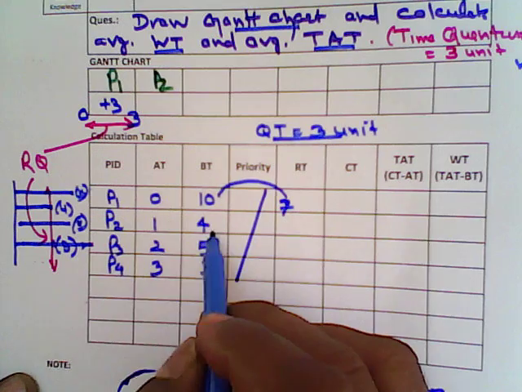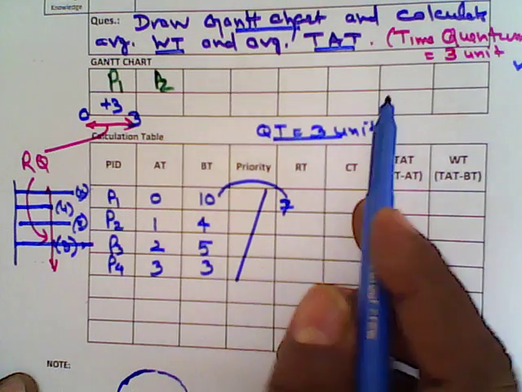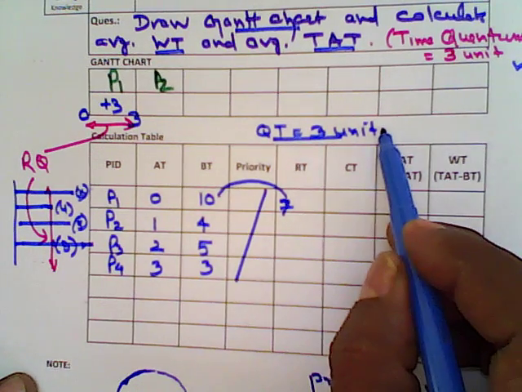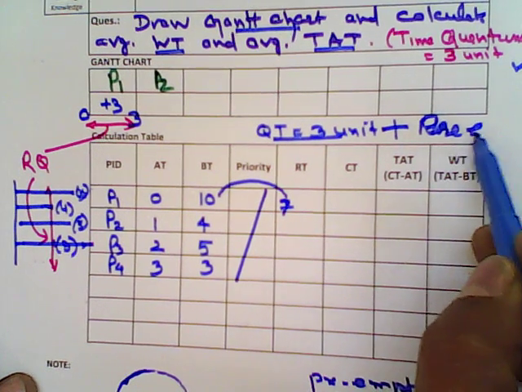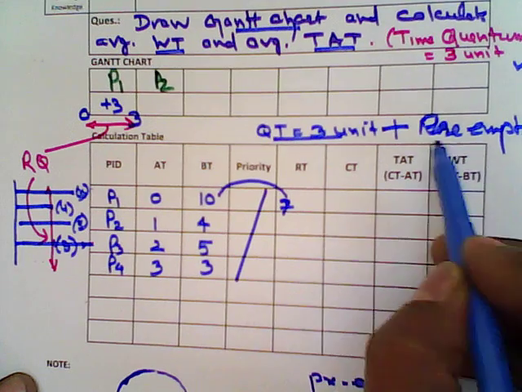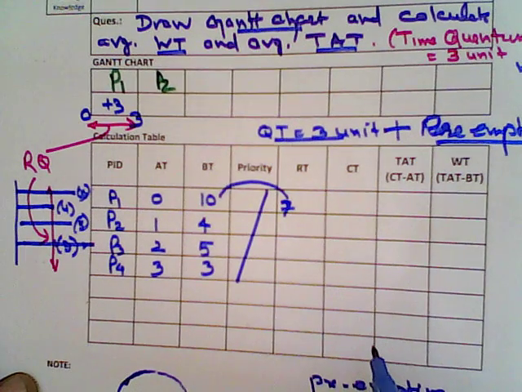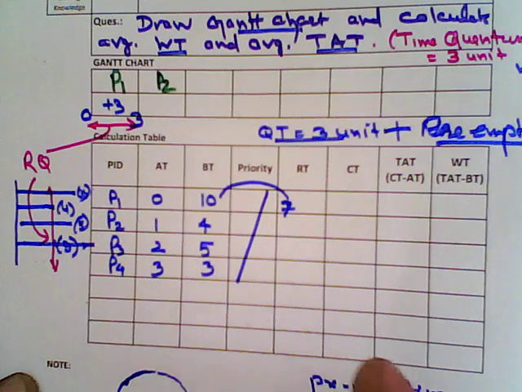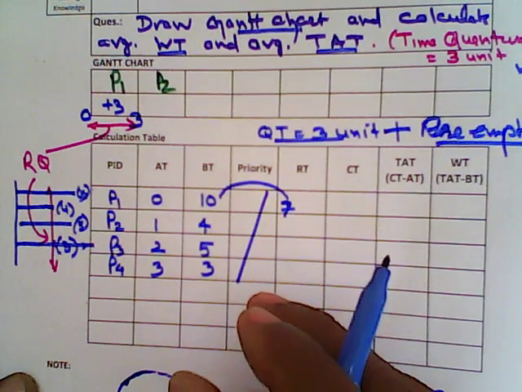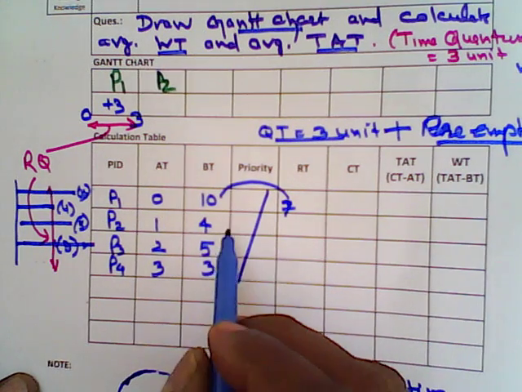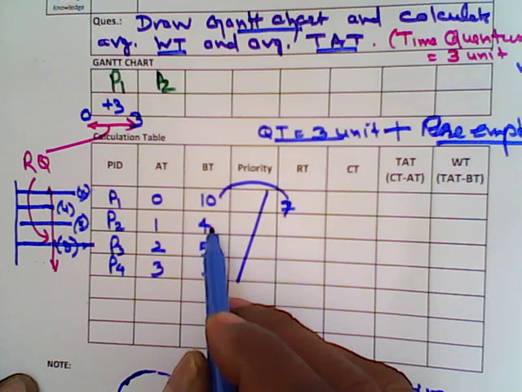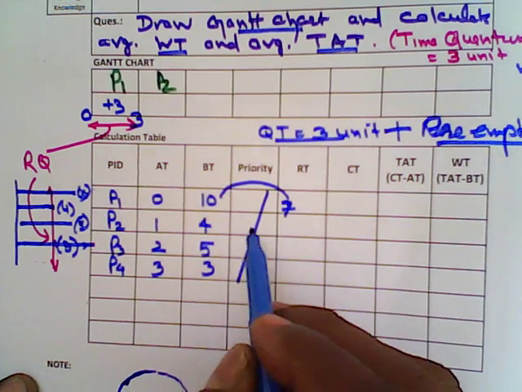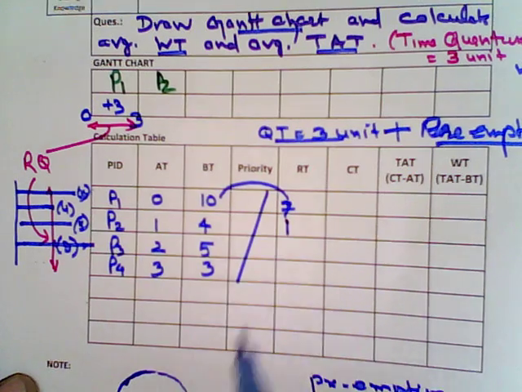One is the Qt, and the other is that it's preemptive. Preemptive means it allows the CPU to go to another process for execution. So here we have to consider the Qt with respect to the Bt. That means Bt minus 3 units gives the Bt as 1 for process P2, and here we add 3, so it becomes 6.